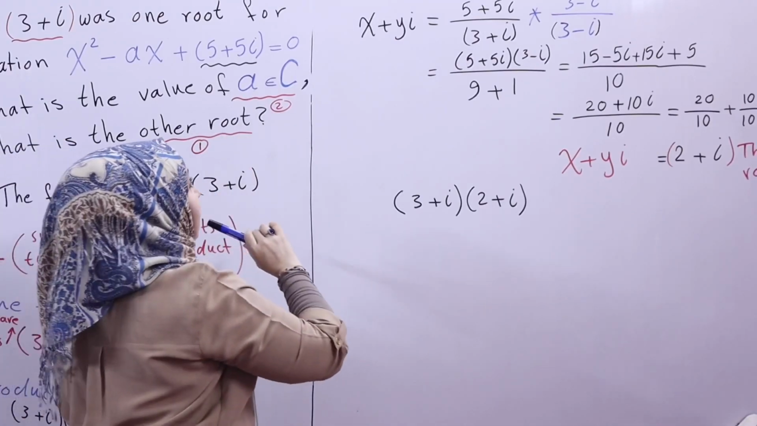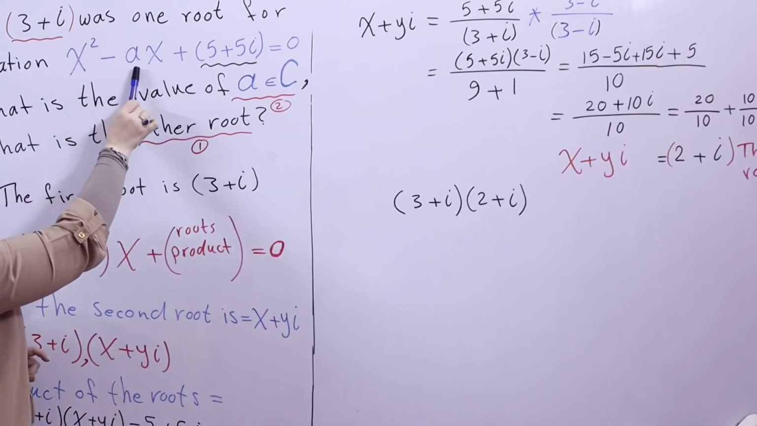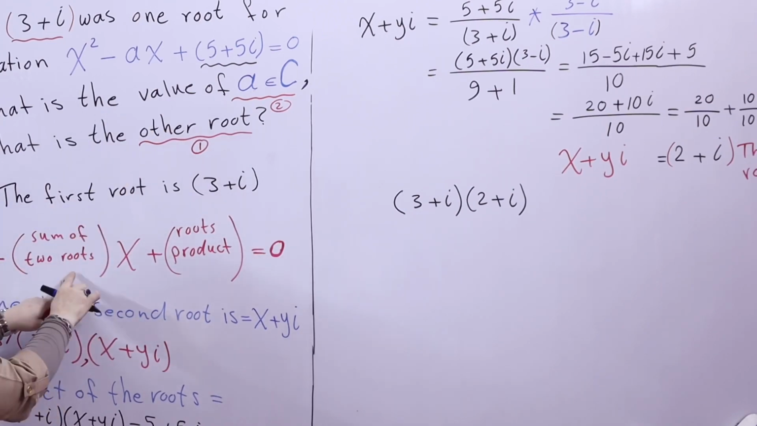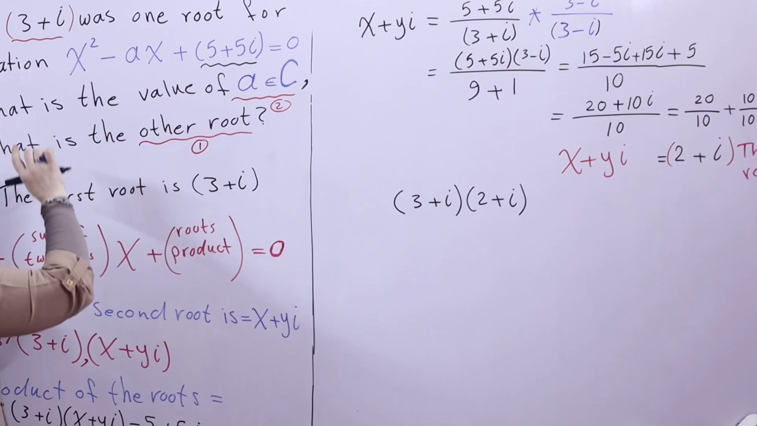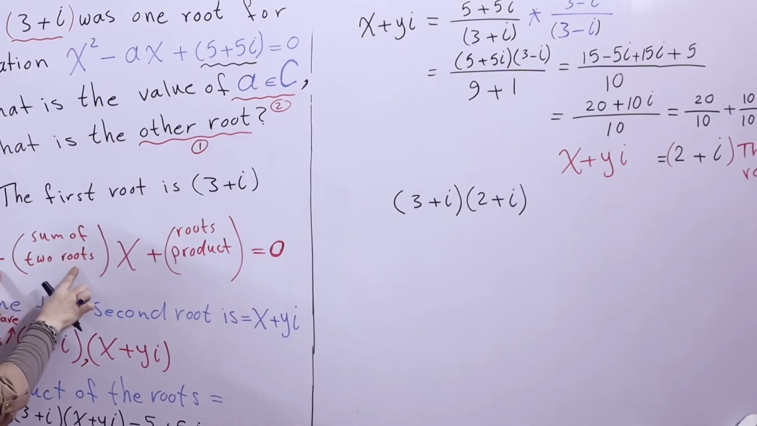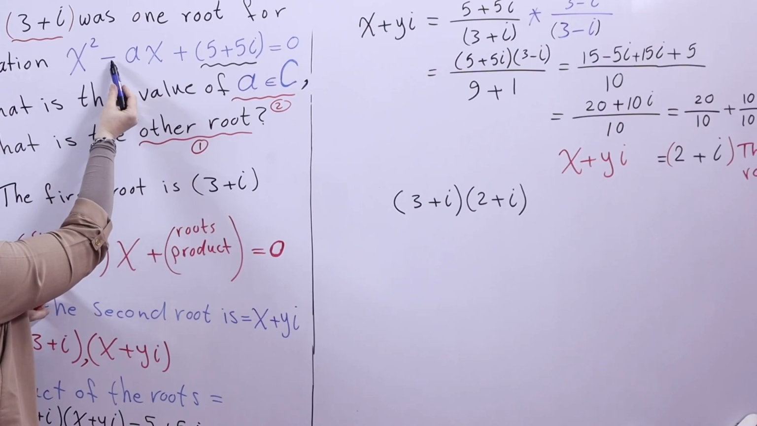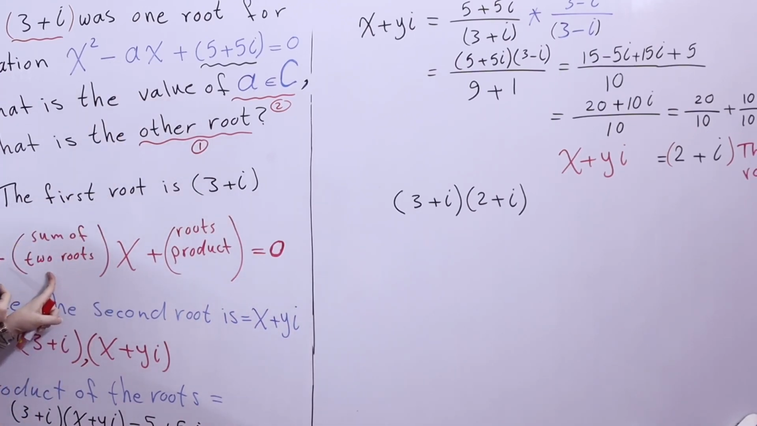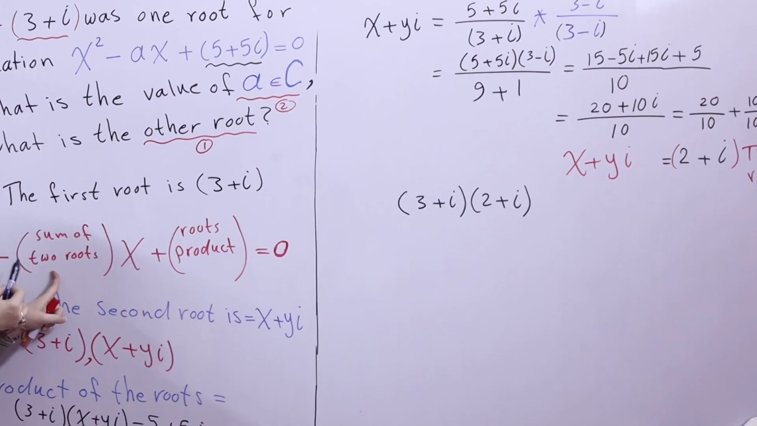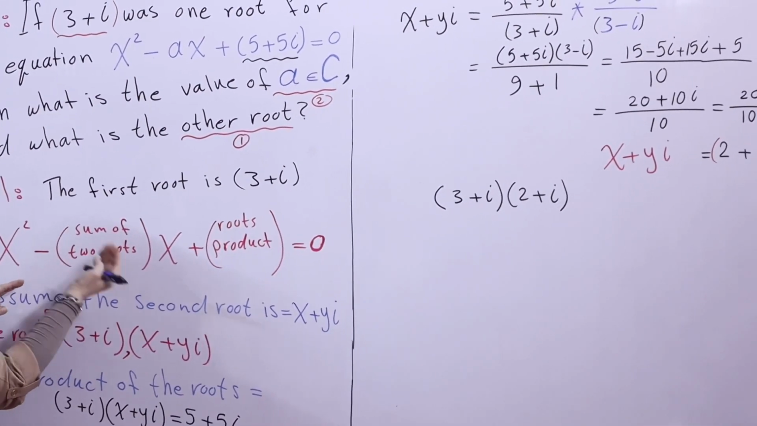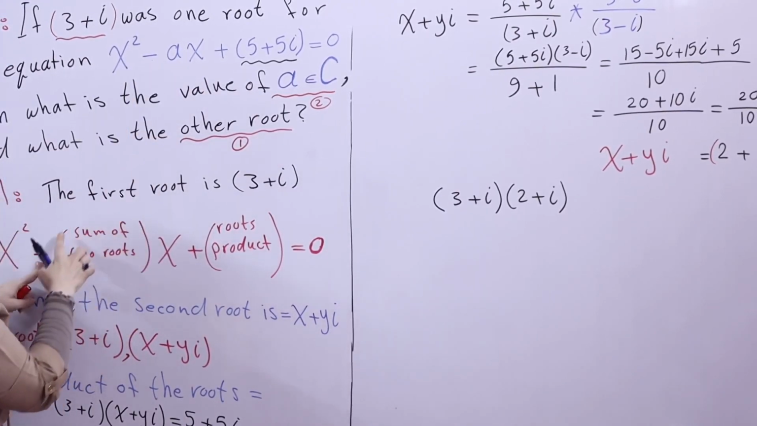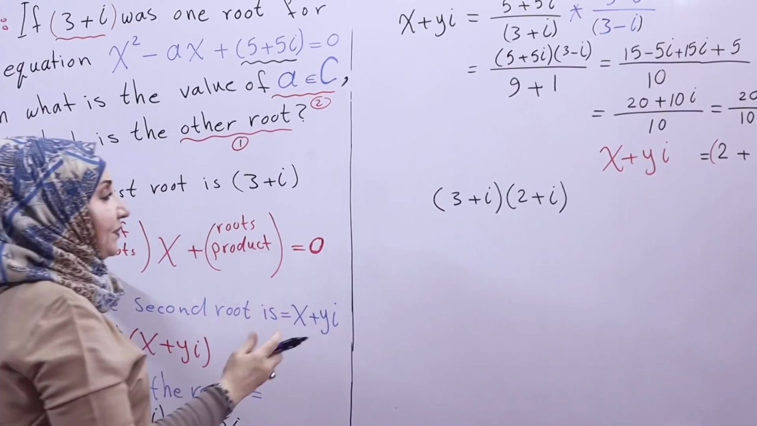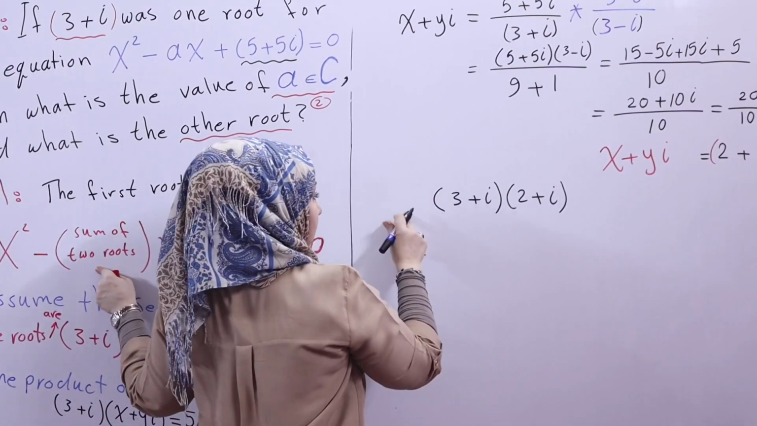Now we want to find the value of a, the coefficient of x. So a represents the sum of the two roots. Here we have a negative, and also here a is negative. So that means a equals the sum of the two roots. Since the negative is present in the equation given in the question, and the negative also represents the minus in the general equation, the negative goes with the negative only. So here a equals the sum of the two roots.